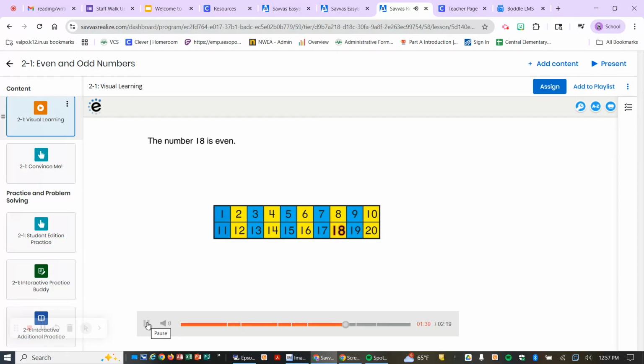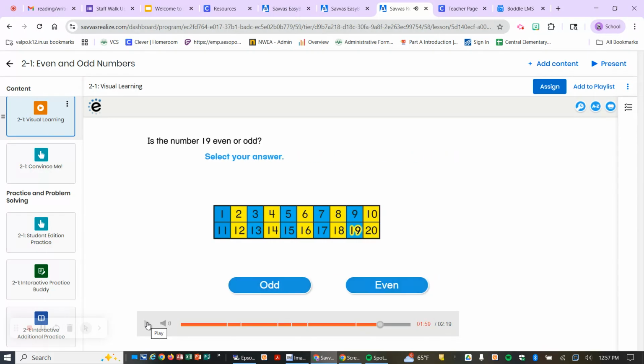The number 18 is even. How can you tell that 18 is an even number? The ones digit, which is 8, is an even number, so you know 18 is even. Is the number 19 even or odd? Select your answer.